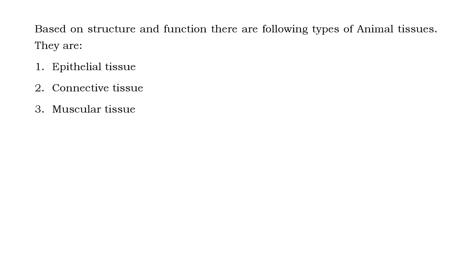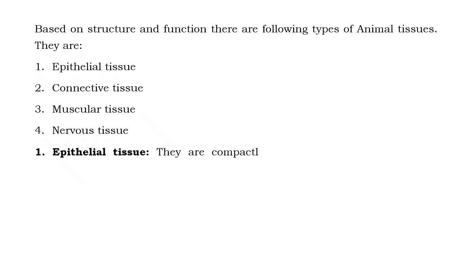Based on structure and functions, there are the following types of animal tissue. They are epithelial tissue, connective tissue, muscular tissue, and nervous tissue. Let us talk about epithelial tissue.